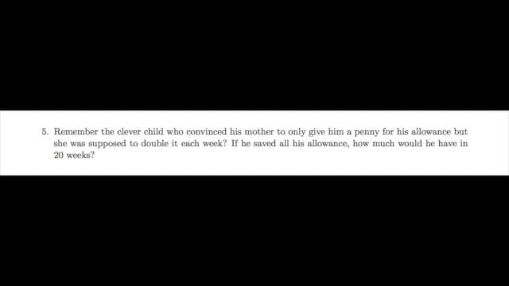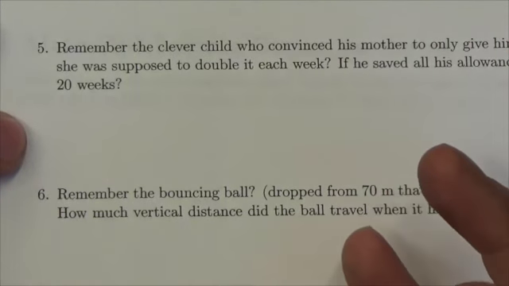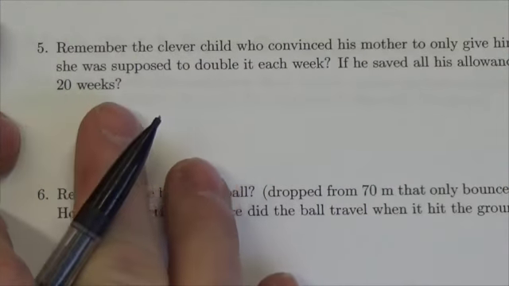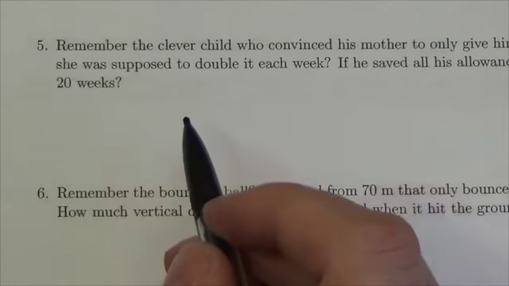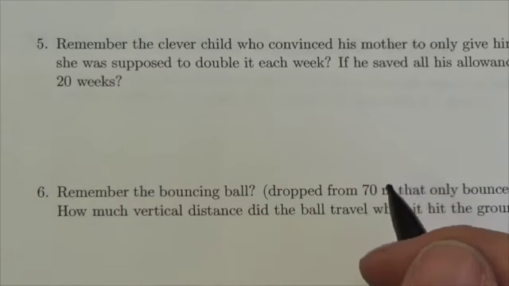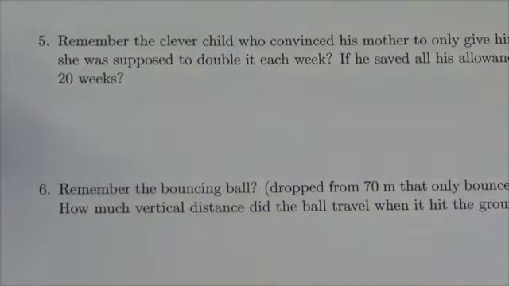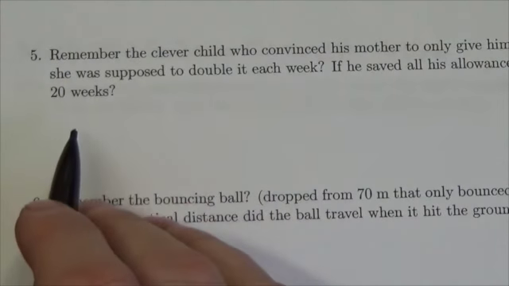Remember the clever child who convinced his mother to only give him a penny for his allowance, but she was supposed to double it each week? If he saved all his allowance, how much would he have in 20 weeks? So in this question here, the assumption is that the child is not spending the money. For the first 20 weeks here, nothing's being spent. So that penny comes in, they keep it. Next week, the 2 pennies come in, they keep it. Question is, how much would there be accumulated after 20 weeks?